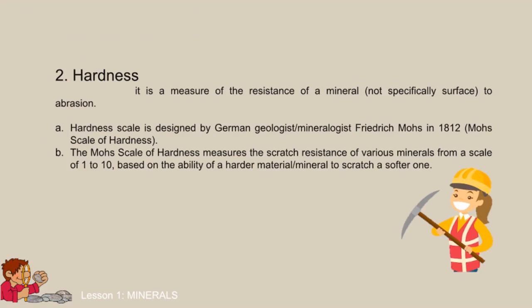Next, hardness. It is a measure of the resistance of a mineral, not specifically surface, to abrasion. The hardness scale was designed by German geologist and mineralogist Friedrich Mohs in 1812. The Mohs scale of hardness measures the scratch resistance of various minerals from a scale of 1 to 10, based on the ability of a harder mineral to scratch a softer one.